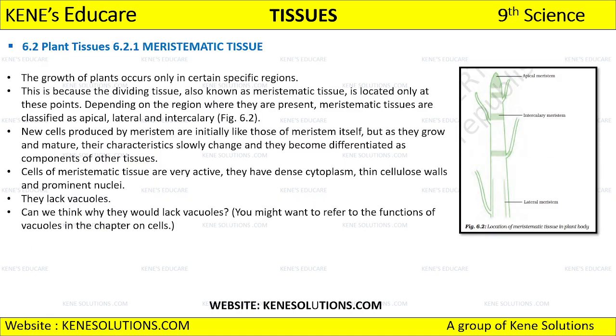After this, we discussed meristematic tissue in detail, and we know that based on its location, there are three different types of meristem present. So we have apical meristem, intercalary meristem, and lateral meristem.